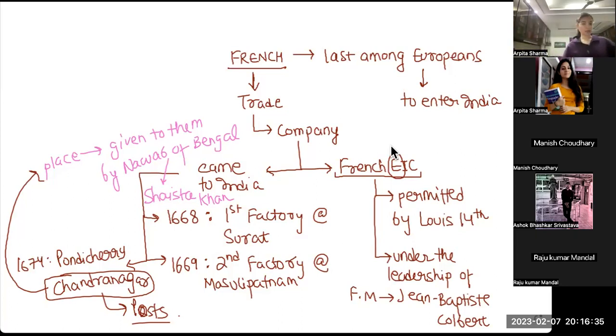As per convenience. Okay. So here, when we talk about the 1668 period, when the first factory at Surat was started, it was started under the leadership of, write it down, Francois Caron. Under the leadership of Francois Caron. Under his command, this factory was established, or you can say, started.